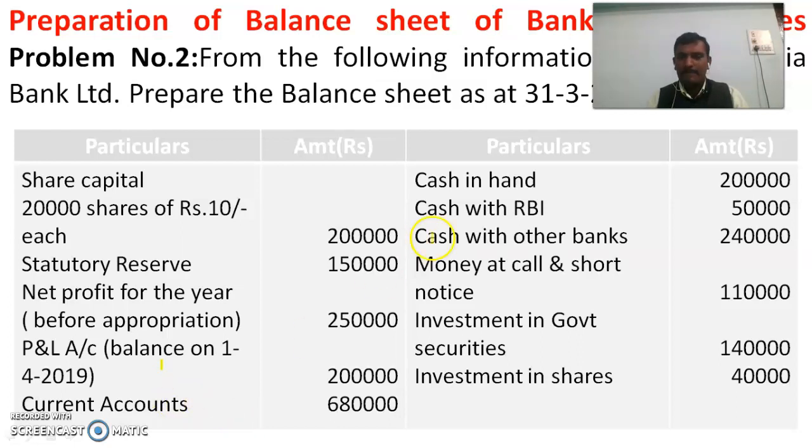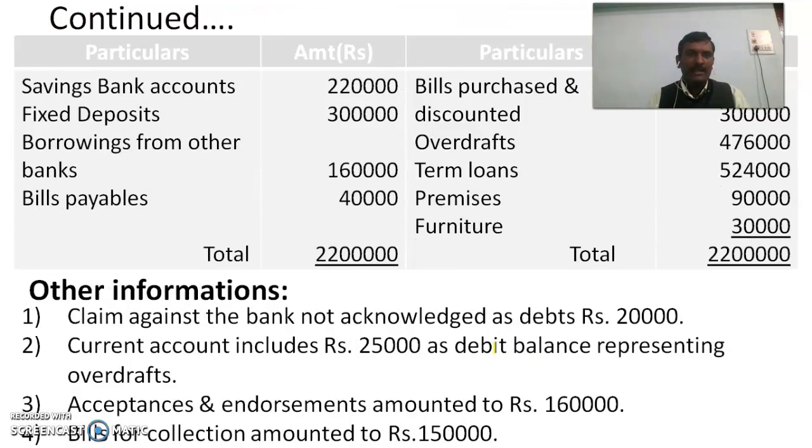Current account balance is given. Here cash in hand, cash with RBI, cash with other banks is given. Money at call and short notice is given. Investment in government securities is given. Investment in shares is given. Then they have also given the information about savings bank account deposit, fixed deposit, borrowings from other banks, and bills payable. And here at the right hand side, the information about the bills purchased and discounted, overdrafts, term loans, premises, furniture is given. So almost all the schedules relating to the balance sheet, all those schedules' items are given in this problem.